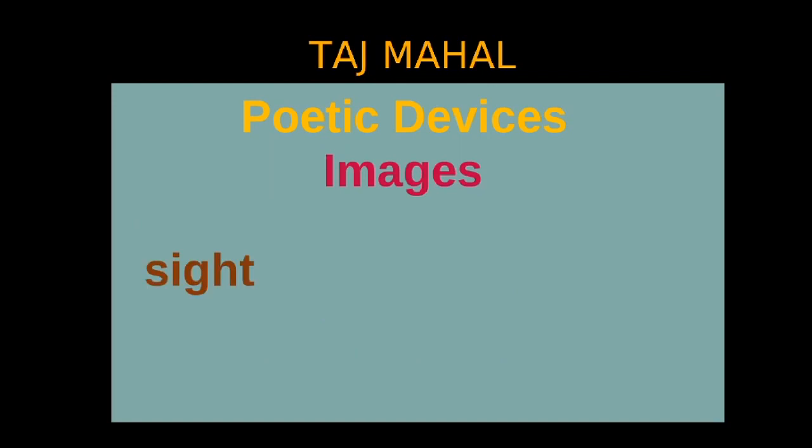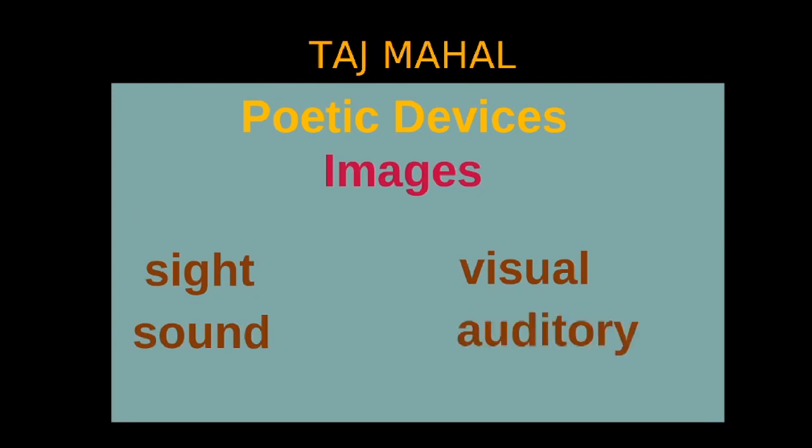Okay, sight is visual. What we see is a visual image. Sound is auditory. What we can hear is an auditory image. So these are the images which we have to do now. The rest we will do when they come.